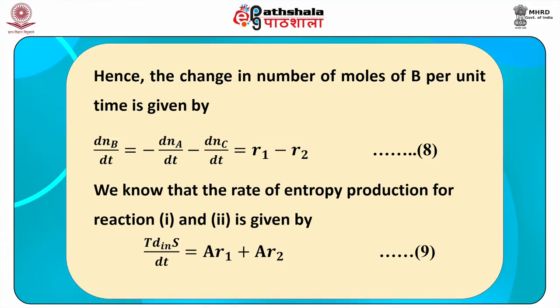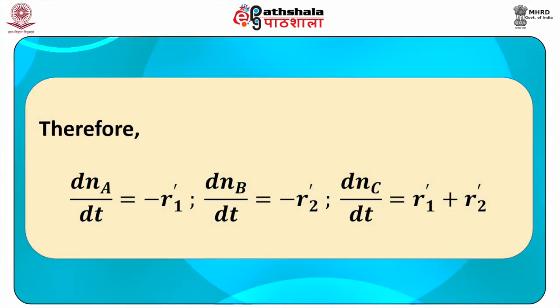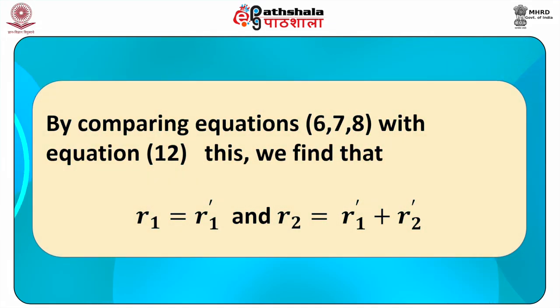We know that the rate of entropy production for reactions 1 and 2 is equal to A1 into R1 plus A2 into R2. Now, consider a different chemical reaction in which A gives C and B also gives C. The corresponding affinities of reactions 1 prime and 2 prime are, for A1 prime, equal to A1 plus A2, and for A2 prime, equal to A2. Therefore, the change in number of moles of C is equal to R1 prime plus R2 prime. By comparing equations 6, 7, 8 with equation 12, we find that R1 is equal to R1 prime and R2 is equal to R1 prime plus R2 prime.